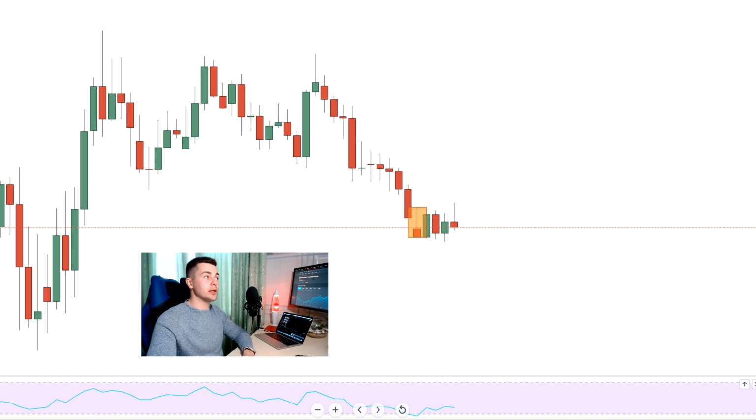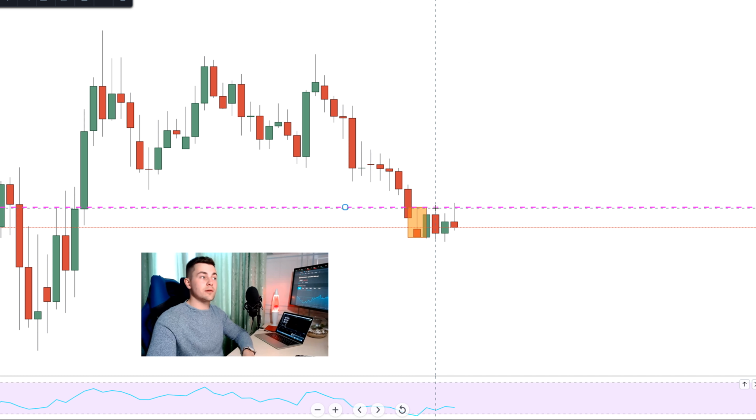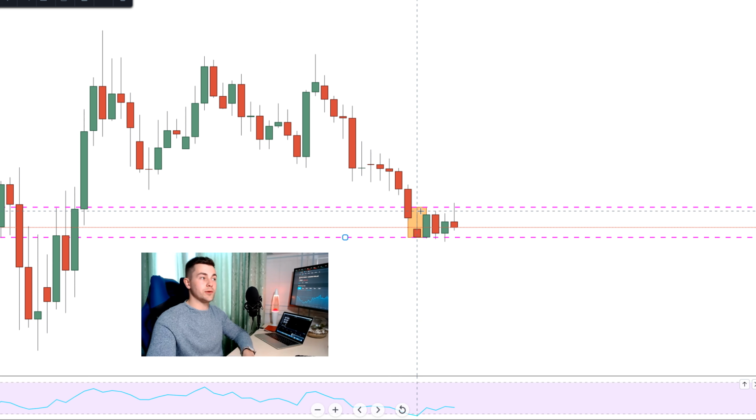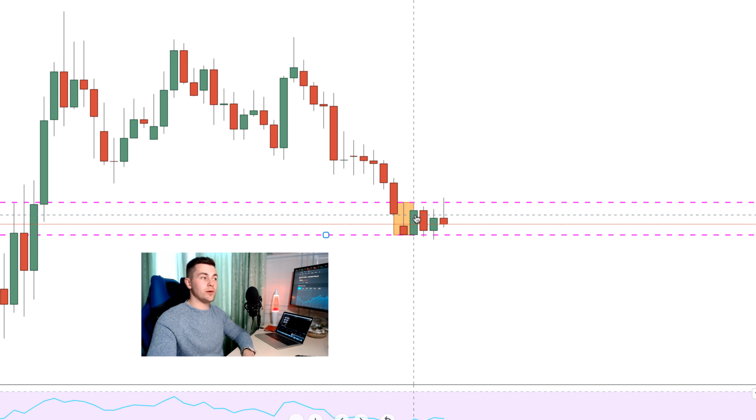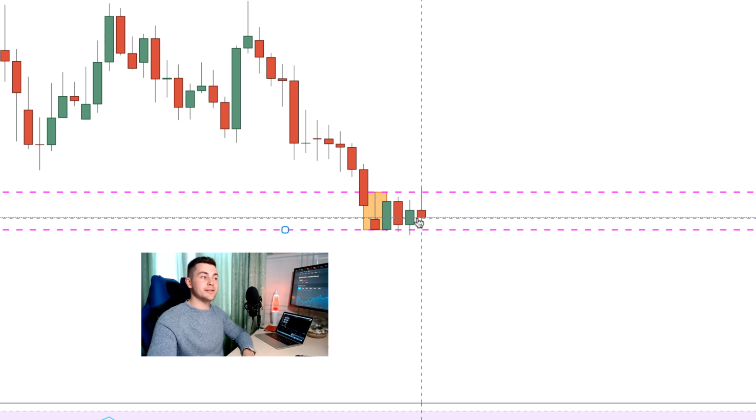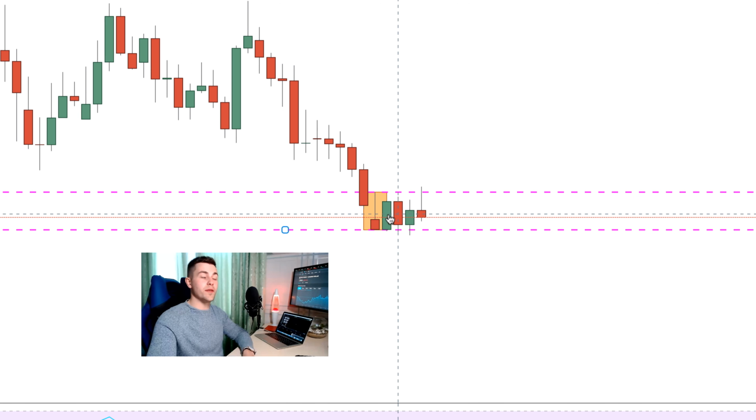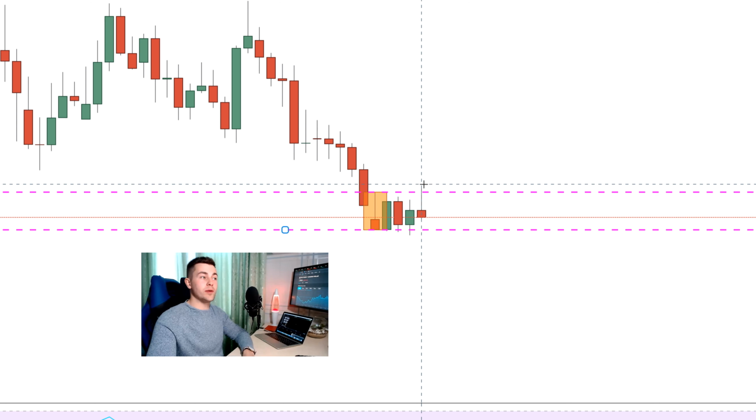And based on that, we draw the horizontal lines. We identify the resistance, the upper boundary of the range, and the support of the range, right? So here is our current range. And what is interesting, you can see that all next candles are perfectly trading within the range. So yes, we attempted to break the range, but we got rejected.